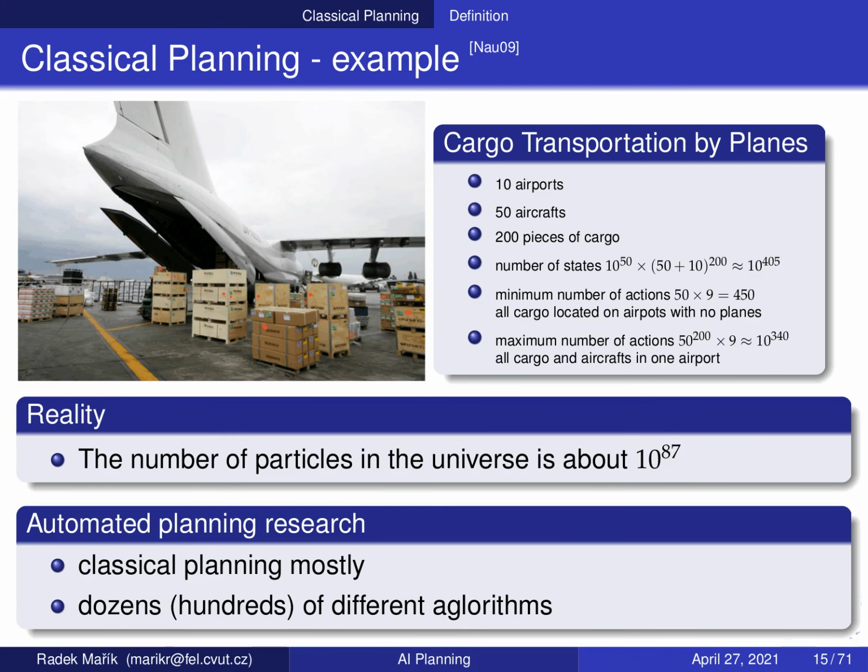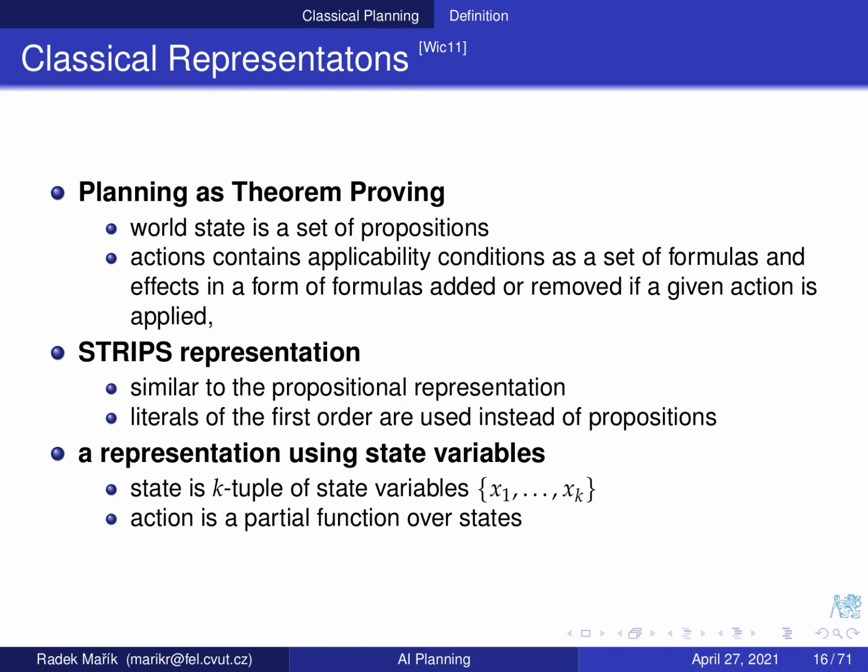And that's the domain of so-called automated planning research, where researchers usually investigate the so-called classical planning mostly. And up to now, hundreds of different algorithms are known. So how to tackle such a huge problem?